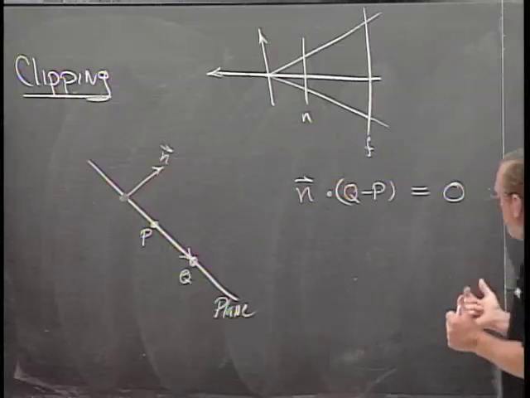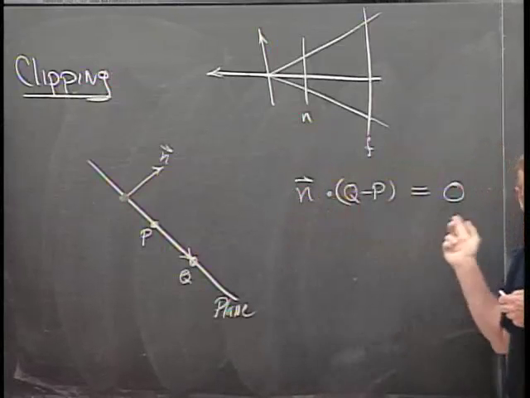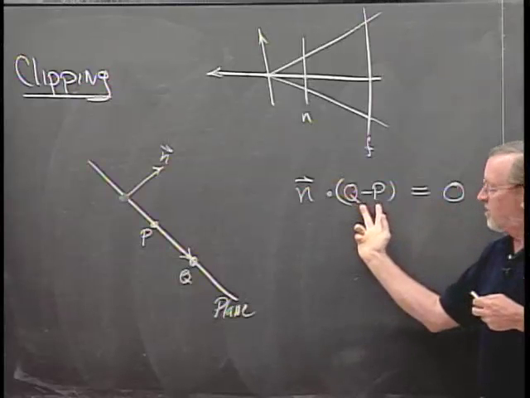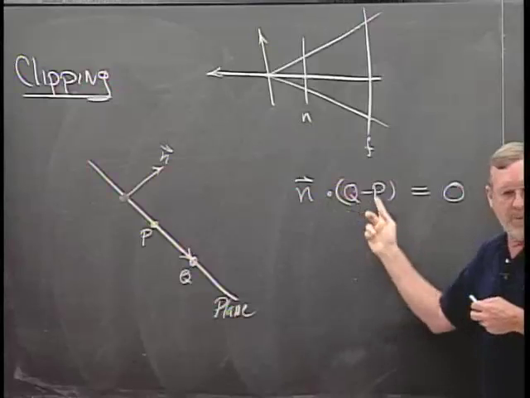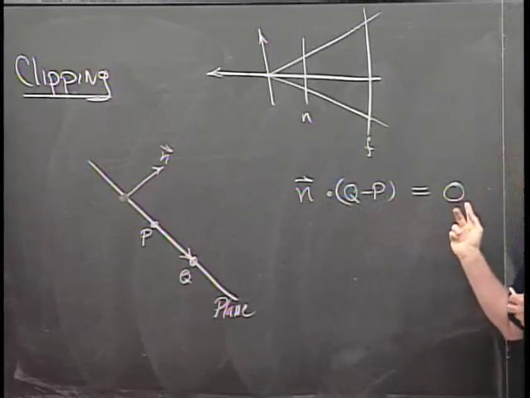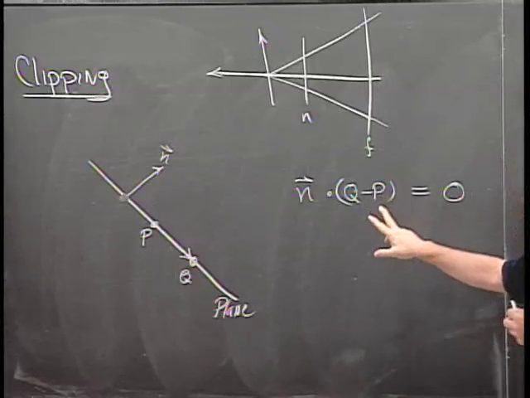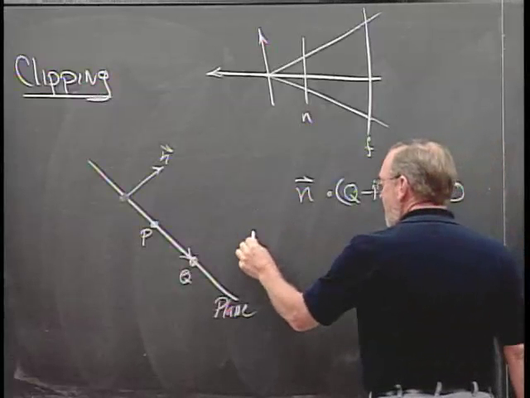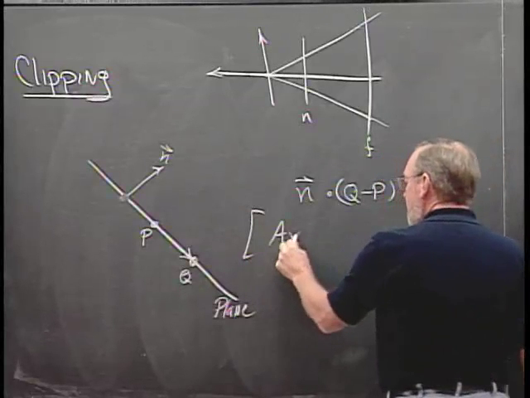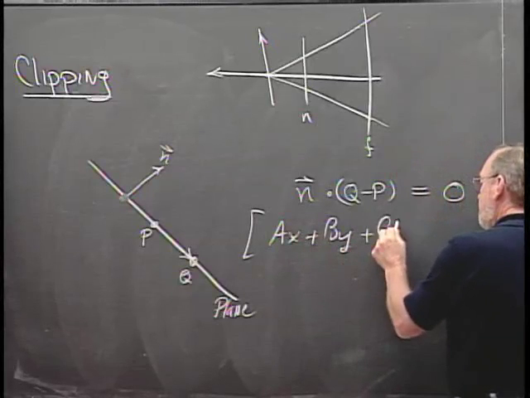And this characterizes the equation of a plane, right? No matter what Q you pick on the plane, this dot product is going to be 0. And just as an aside, the way the mathematicians usually do it is they say this is the equation of the plane.